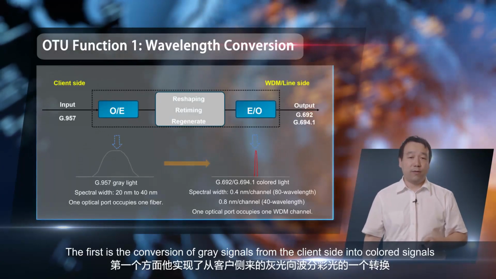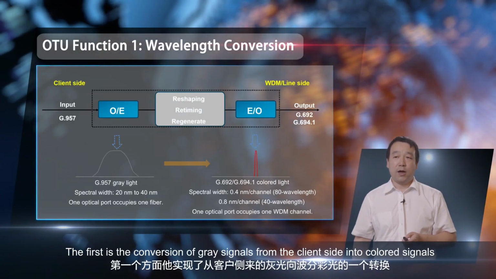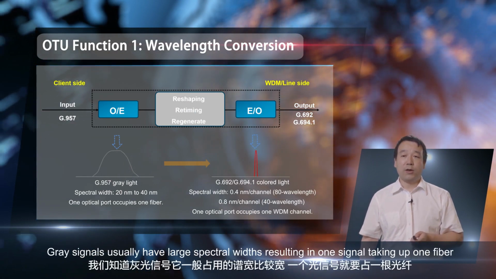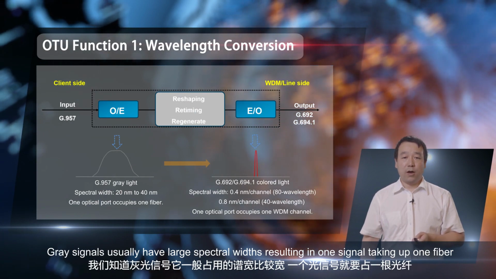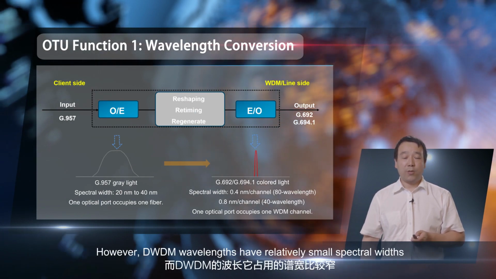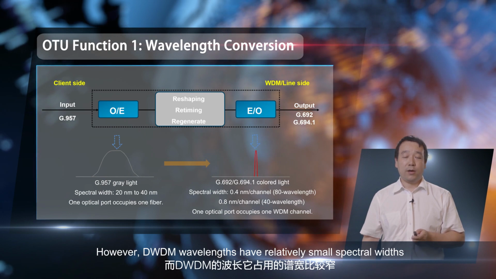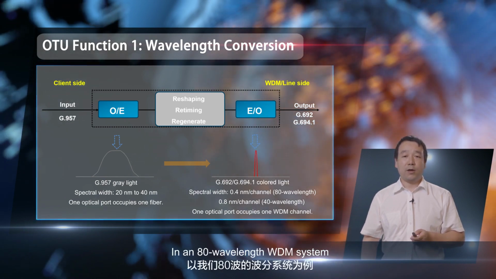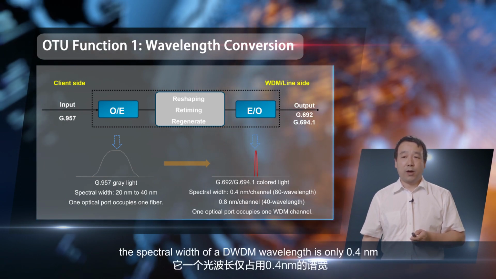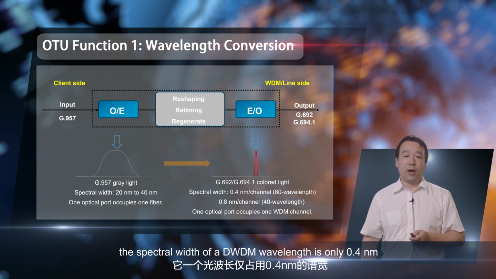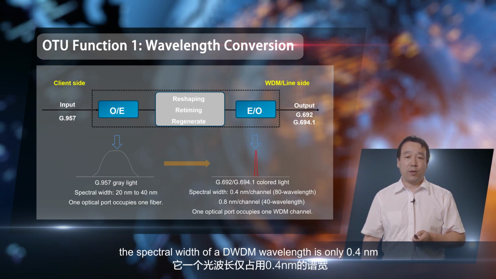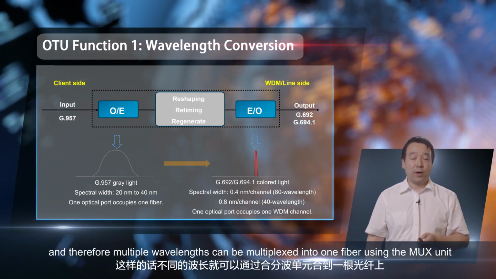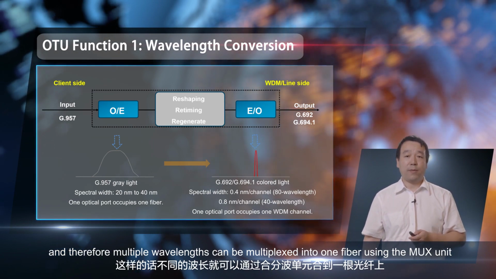The first is the conversion of gray signals from the client side into colored signals. Gray signals usually have large spectral widths, resulting in one signal taking up one fiber. However, WDM wavelengths have relatively small spectral widths. In an 80 wavelength WDM system, the spectral width of a WDM wavelength is only 0.4 nanometer, and therefore multiple wavelengths can be multiplexed into one fiber using the multiplexer unit.